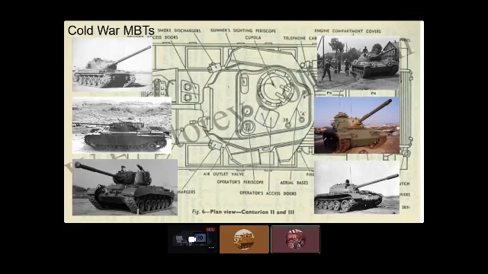But all in all, the Cold War MBTs are the culmination of the years of painstaking research, development, and trial and error from the Second World War into Korea. With that said, that's all I have for this slide.